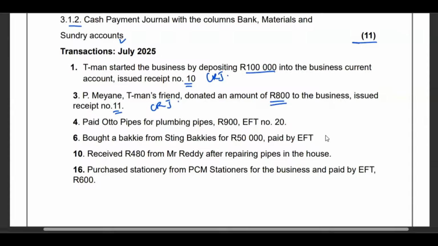And then number 4, paid auto pipes for plumbing pipes that are worth 900 and the EFT number is 20. So this is a CPJ, cash payment. And then bought a Bucky from Sting Buckies of 50,000 paid by EFT. So this is also a cash payment. And then received 480 from M-Ready after repairing the pipes. So this is a CRJ. And then transaction number 16, purchase stationery from PCM Stationers for the business and paid EFT of 600. So this is a CPJ.